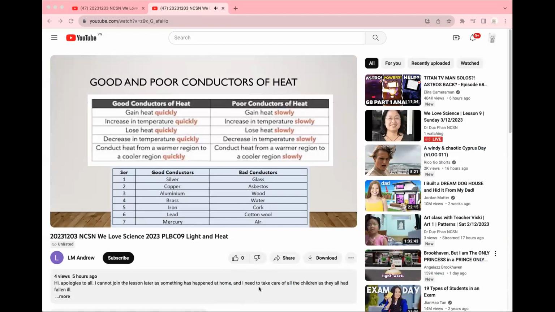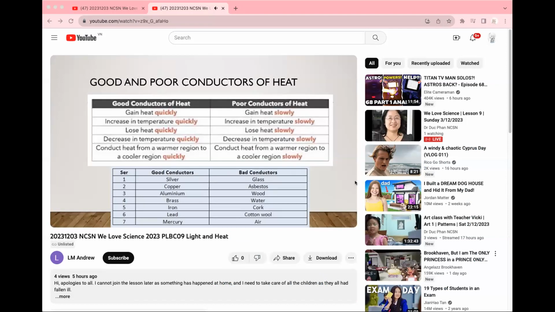Some materials allow heat to flow through them more easily than others. The keyword "quickly" applies to all the good conductors of heat. Metals are good conductors of heat. They are more suitable for making the body of pots and pans, as they allow heat to pass through them quickly.